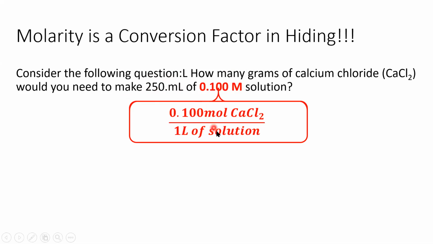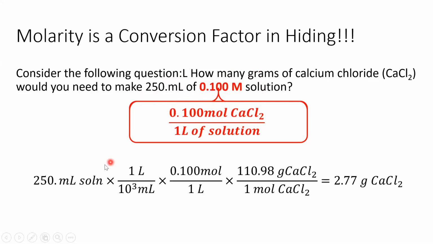Then we can use this conversion factor, our molarity, to convert to moles of calcium chloride. And then we'd have to convert to grams of calcium chloride. That's our thought process. Now let's look at the problem worked out.